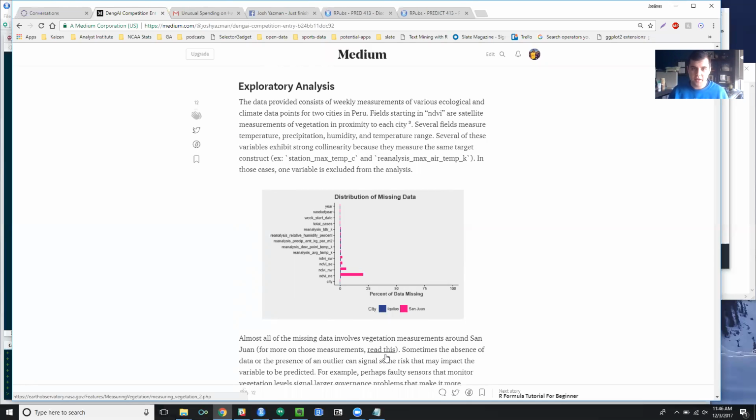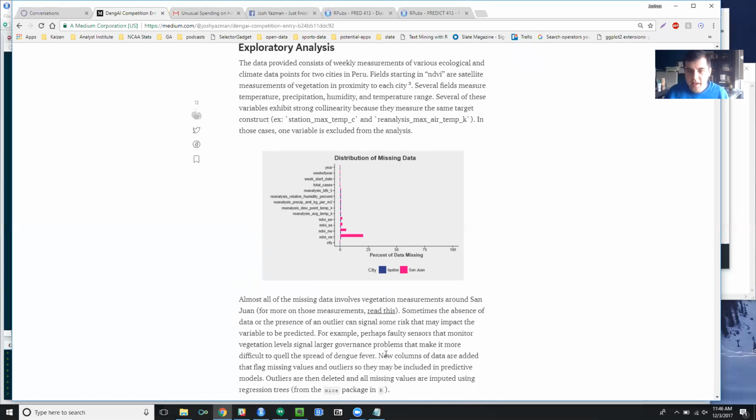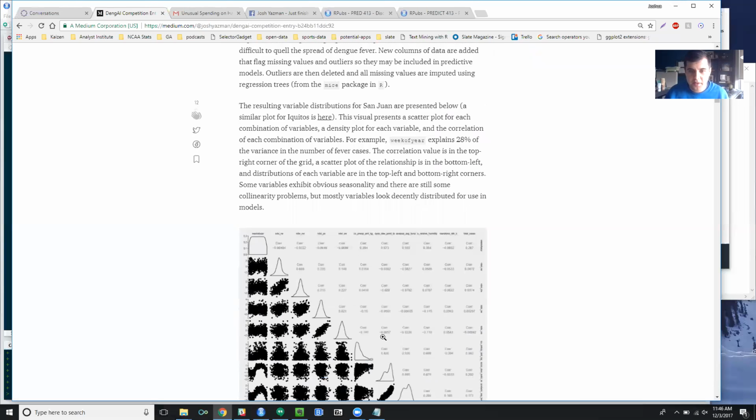If the government is not good at things like counting the amounts of vegetation in the general area, or if I did the same thing with outliers, if the government's not good at accurately writing down information, then maybe they're also not good at heading off dengue fever outbreaks. So anyways, I created those flags to incorporate into models.